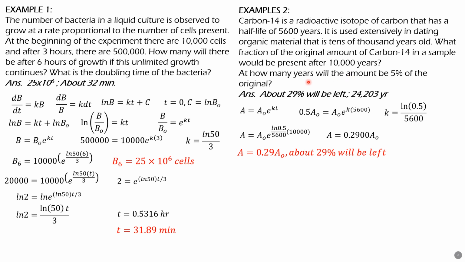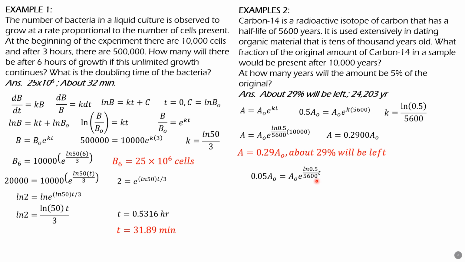Then for the second question, at how many years will the amount be 5% of the original? It will extend beyond 10,000 years, because at 10,000 years the amount left would be about 0.29 or 29%. So if 5% is left of the original, then it is more than 10,000 years. To continue, A is equal to 0.05 of AO equals AO times e to the ln of 0.5 over 5,600 times time.